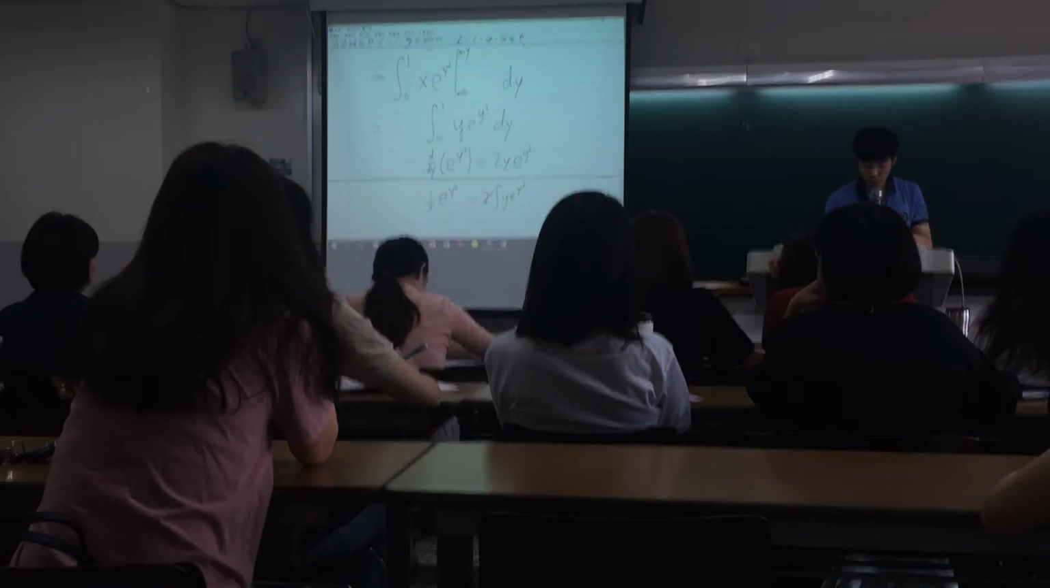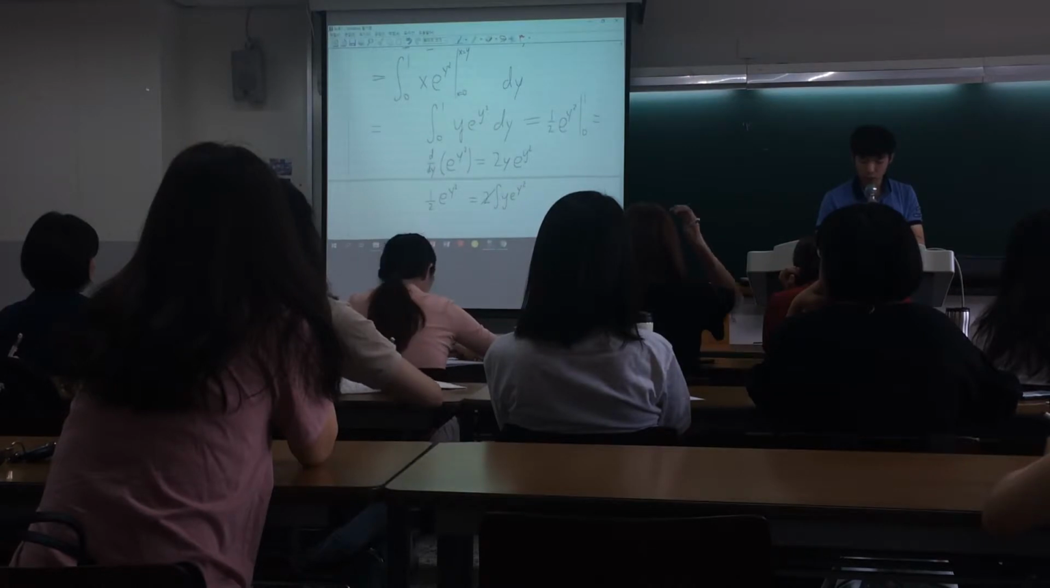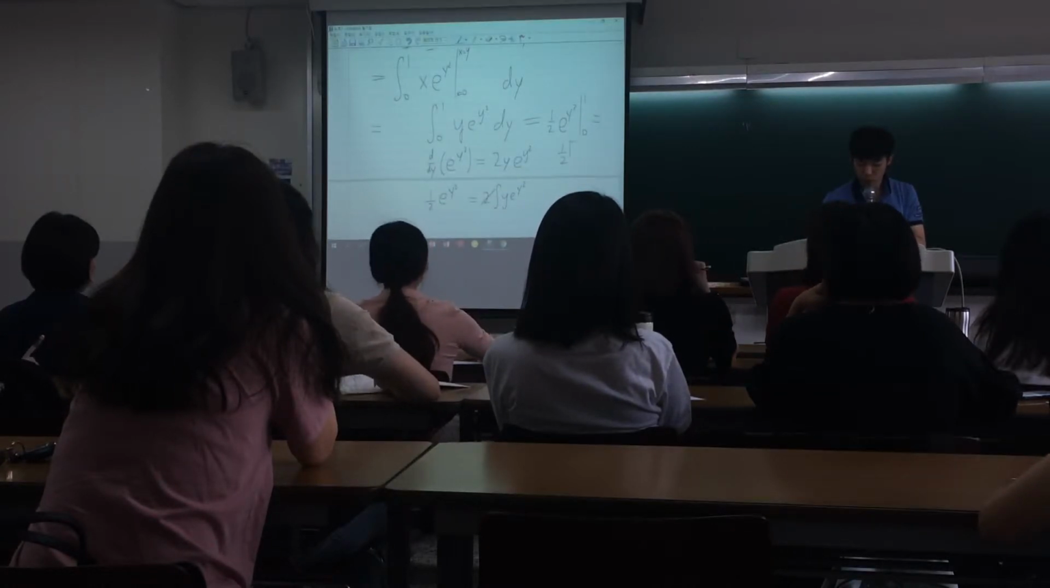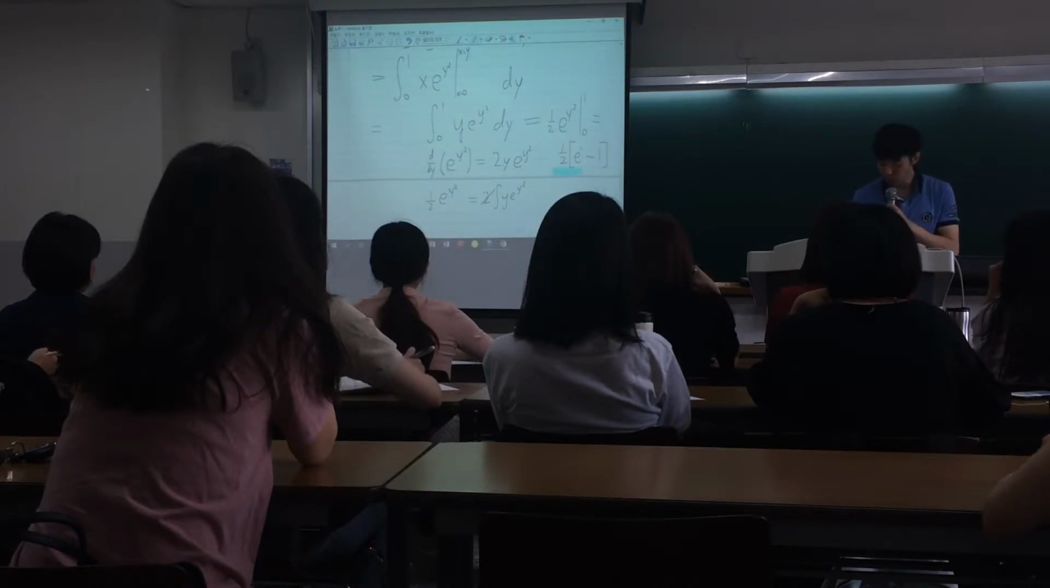And therefore, the answer is 1/2 e to the y squared, y goes from 0 to 1. And if I plug this in, then I'll get 1/2 times e to the 1 minus e to the 0, which is just 1. And this is my answer.